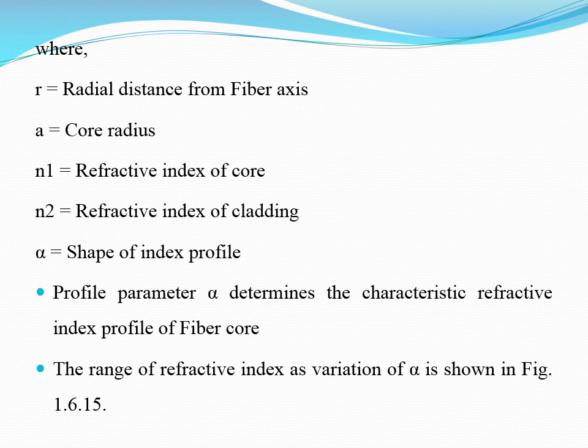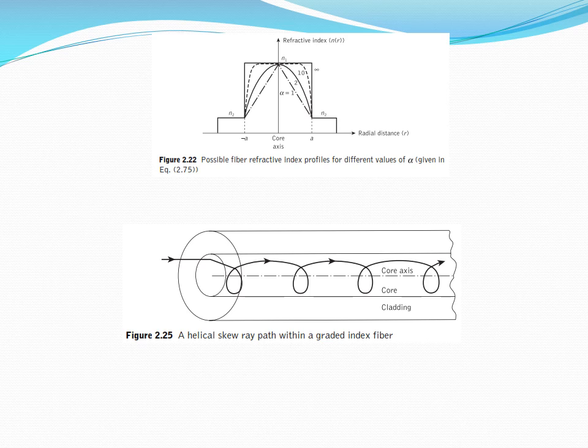Here r is the radial distance from the fiber axis, a is the core radius, n1 is the refractive index of the core, n2 is the refractive index of the cladding, and alpha is the profile parameter. It determines the characteristic refractive index profile of the fiber core. The range of refractive index as a variation of alpha is shown in this diagram. This is how the possible fiber refractive index variation can be seen for different values of alpha. Here it is n1, and here it is n2.